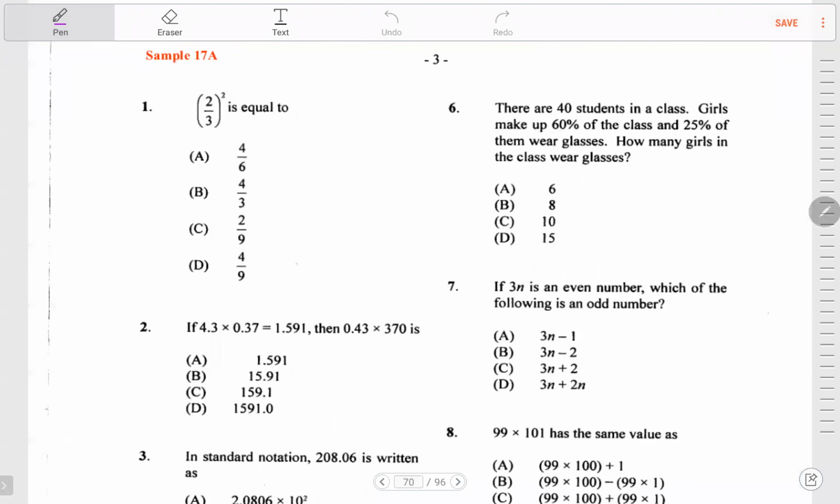This question is 2 over 3 squared. So it becomes 2 squared over 3 squared, which is 4 over 9. 4 over 9. I don't think we did this one.